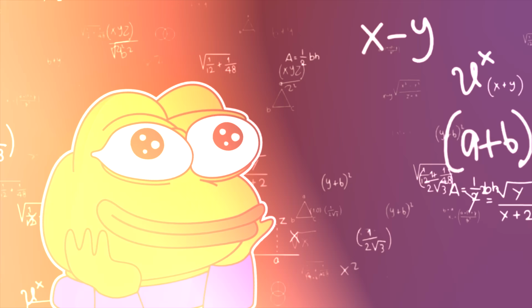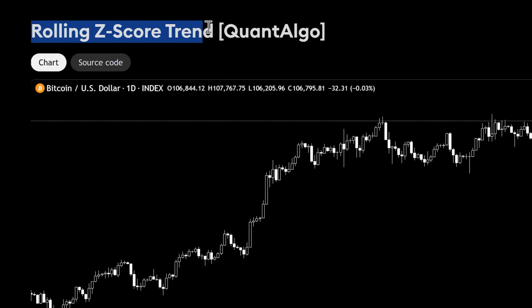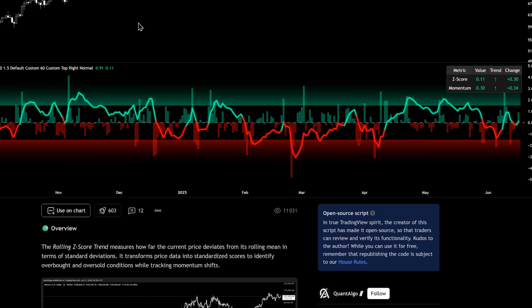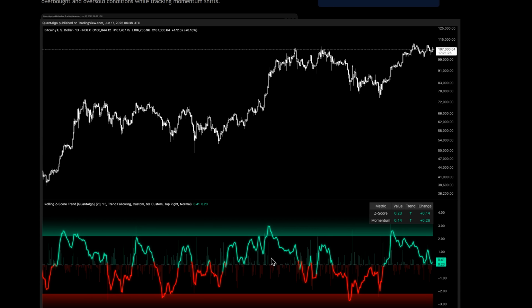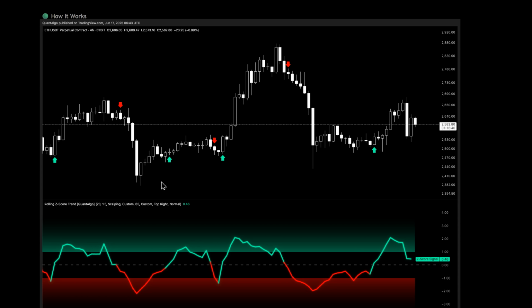Today, we're diving into a really interesting statistical tool called the rolling Z-score trend. And this one's by QuantAlgo. Now, what this indicator does is pretty cool. It basically helps us see how far the current price has strayed from its recent average, but it does this using standard deviations, a statistical measure. We're going to break down what this indicator is all about and how you might use it in your trading.